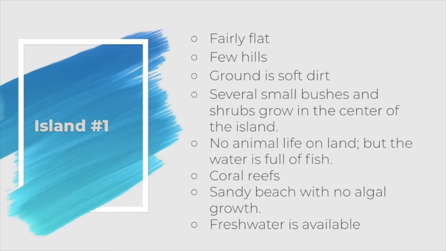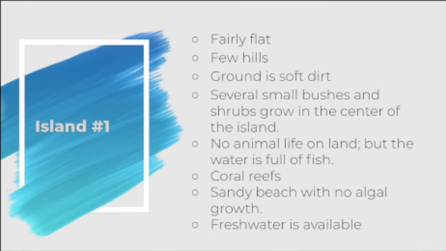Island 1 is fairly flat. It has a few hills. It has a lot of coral reefs, no algae growth on the beach. It has fresh water available. The ground is soft dirt. It has small bushes in the center, and it has no animal life on land, but the water is full of fish. So this island seemed the best one for our fish species because there's a lot of fish, and that's what we want.